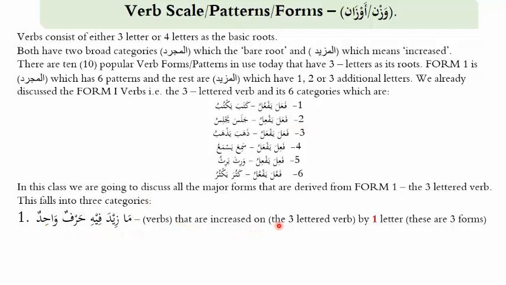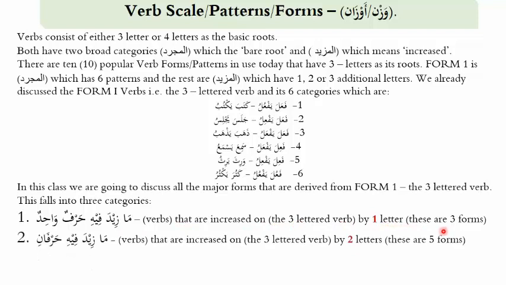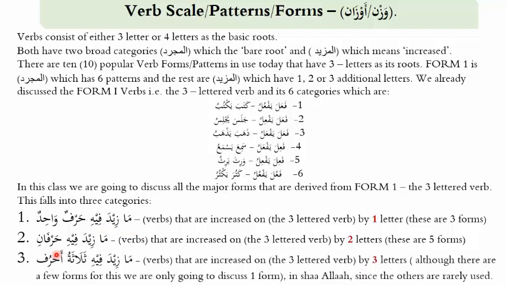Verbs that are increased on the 3-lettered verbs by 1 harf, 1 letter. These have 3 forms. Okay, we'll discuss that inshallah as we go on. ما زيد فيه حرفان. Verbs that are increased on the 3-lettered verbs by 2 letters. There are 5 forms. Okay, as we see here, ما زيد فيه is right here again. Verbs that are increased in it by 2 letters, right? 2 letters are increased in the verb.